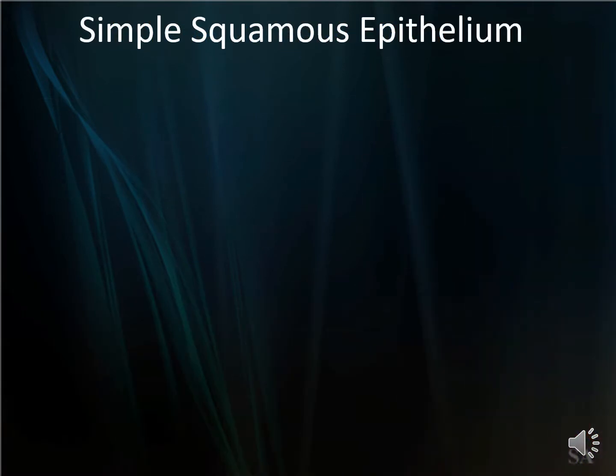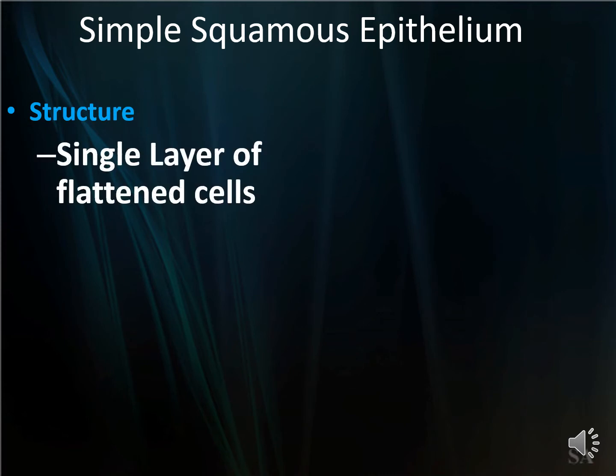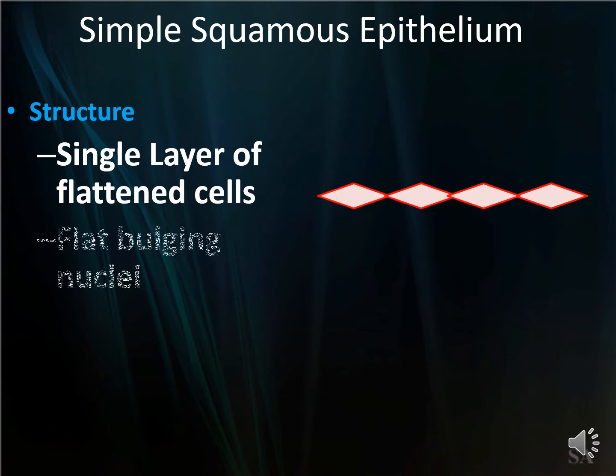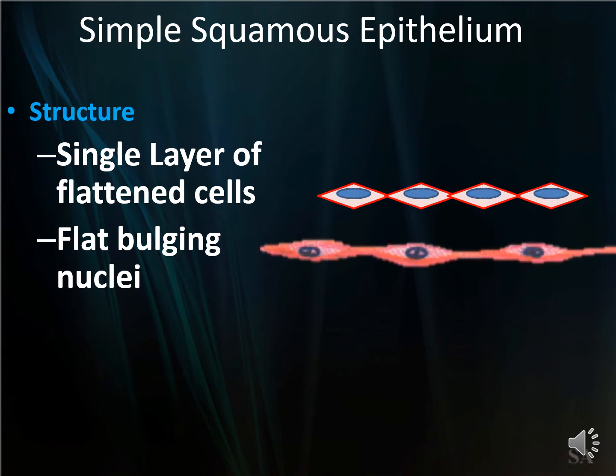Now we will begin with the simple squamous epithelium. For any epithelial tissue, we must know the shape of the cell, the shape of the nucleus, the function of this epithelium, and the sites where the epithelium is present. Now we will talk about the simple squamous epithelium. Structure: it is formed of a single layer of flattened cells. These are flat cells with a flat bulging nucleus. This is a flat bulging nucleus. This is the simple squamous epithelium.